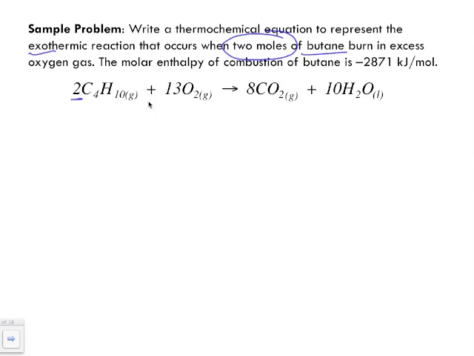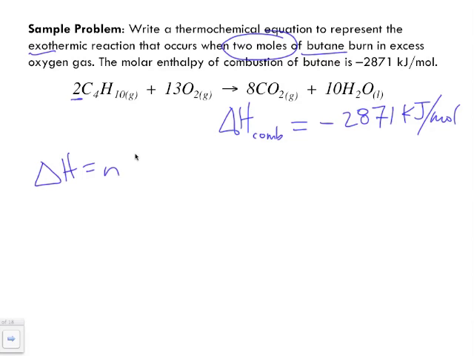butane. Now what we have here is this molar enthalpy, our delta H of combustion being equal to minus 2,871 kilojoules per mole. We can use one of two strategies. Remember this equation: delta H is equal to n multiplied by delta H of whatever the reaction is. The reaction is combustion, so we take this value multiplied by n to give us our delta H.